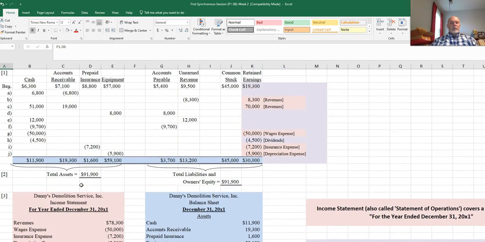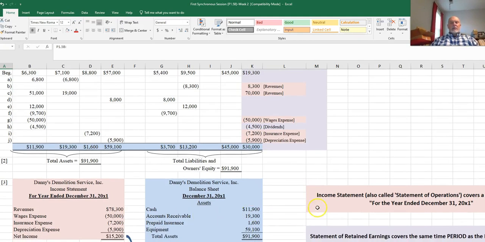So here's the same information listed, and under retained earnings, the items in pink, revenues and expenses, that's what goes to the income statement. Remember, the income statement covers a period of time. In this case, this covers the whole year ended December 31.